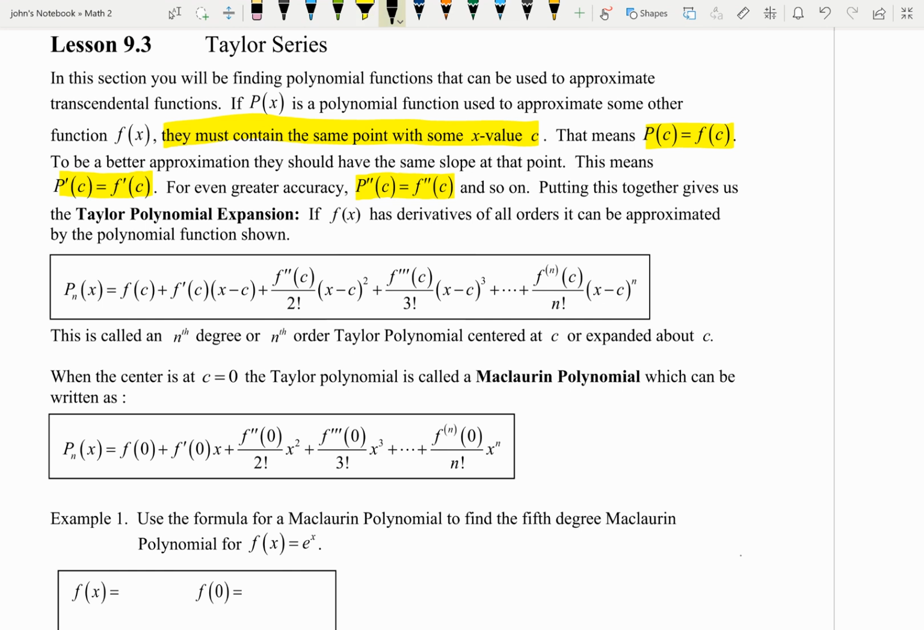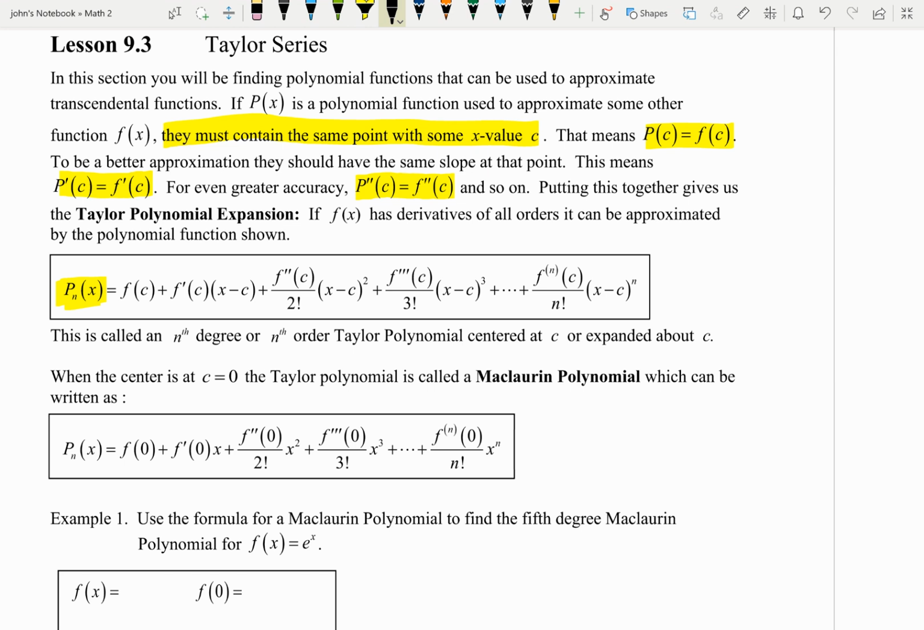Okay, and this is what it says. If f of x has derivatives of all orders, it could be approximated by the polynomial function shown below. So this right here is the polynomial function. The way we find it is, I do f of c. So what is the function equal to at c? What is the first derivative at c times x minus c? What is the second derivative at c divided by 2 factorial times x minus c squared? What is the third derivative at c over 3 factorial times x minus c cubed, and so on. So this is called the nth degree or the nth order Taylor polynomial centered at c or expanded about c.